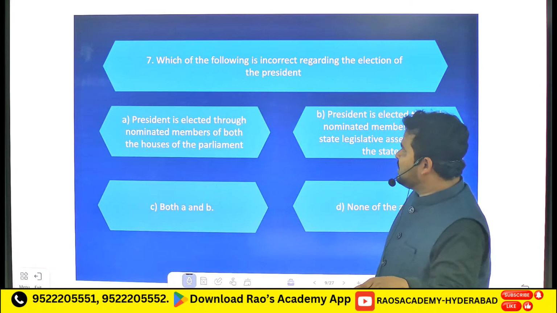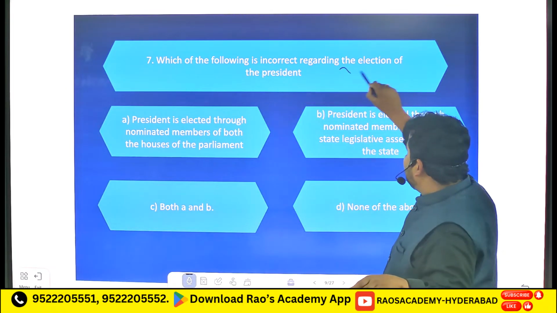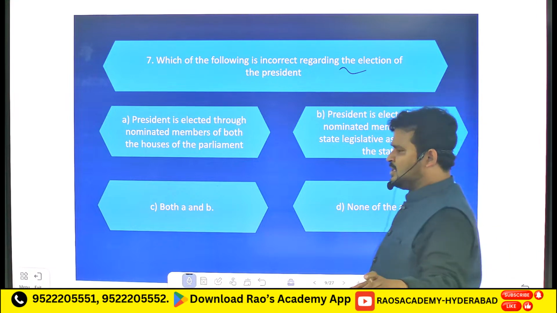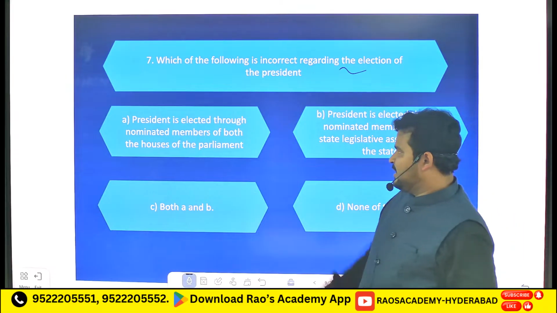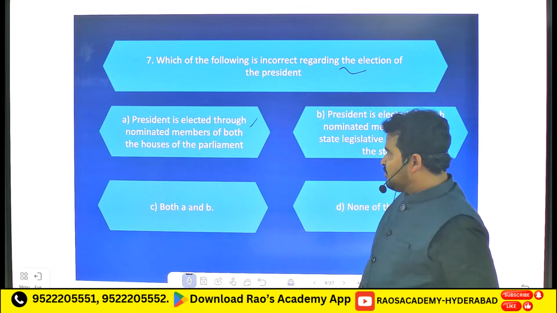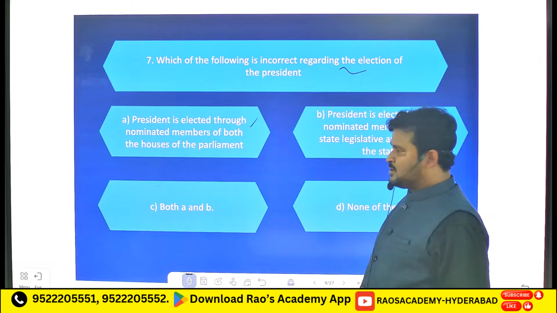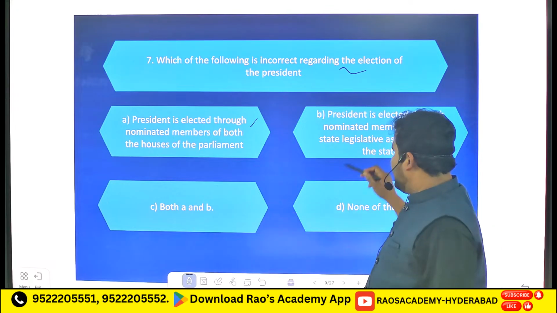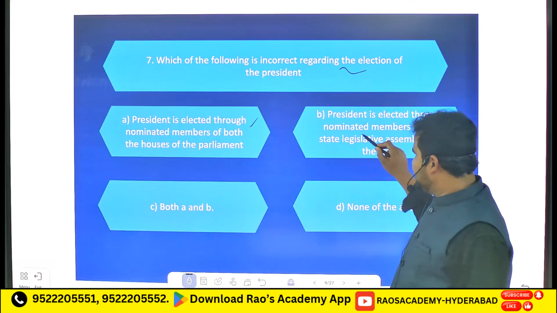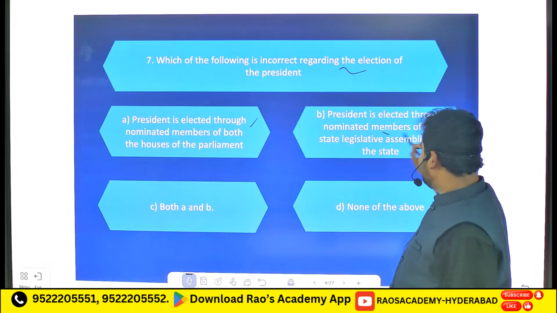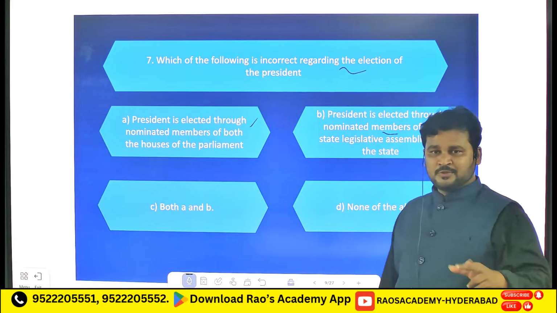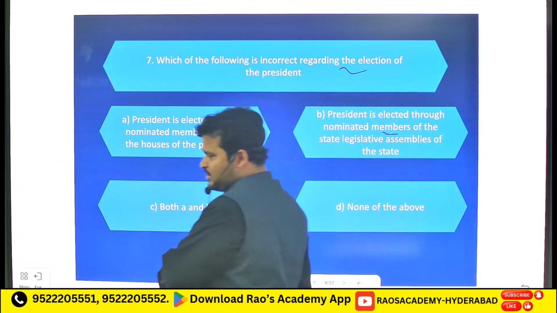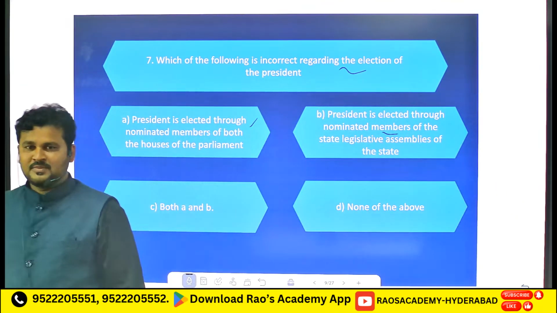And one more question: which of the following is incorrect regarding the election of the president? It is simply asking about the incorrect statement. We have to find the incorrect statement. A, the president is elected through nominated members of both the houses of Parliament. B, the president is elected through nominated members of the legislative assemblies of the states. We have to find whether each is true or false, that is, which are the wrong statements.